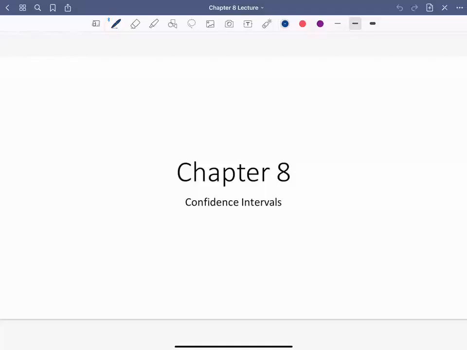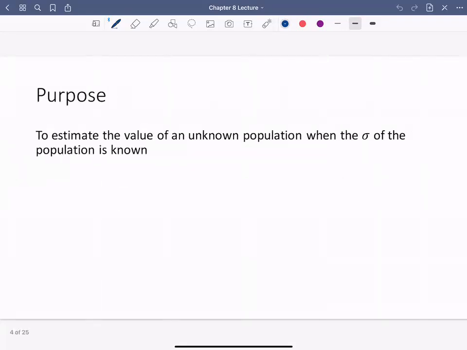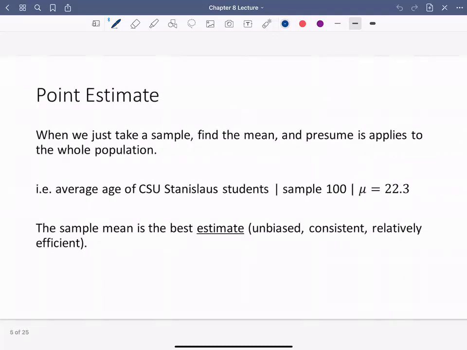All right, so chapter 8 in our textbook is entitled confidence intervals, and we're going to talk more about those. But first, section 1 is for when we know the standard deviation. All right, and the purpose is, and you can read, but I'll go ahead and read it. It says to estimate the value of an unknown population mean when sigma of the population is known. So when the standard deviation of the population is known.